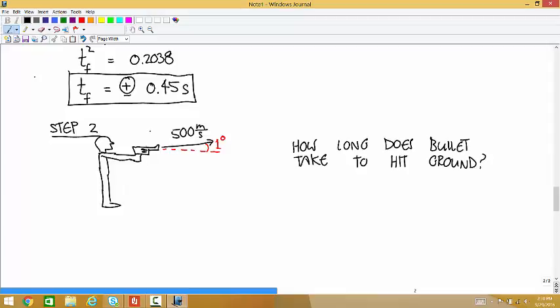I think if you just always choose, like, think of the bottom of your problem, the ground or the water or whatever the bottom of your problem is, if you can always just put the origin on that location underneath the object at time equals 0. So in this case, then you would put the origin on the ground right beneath where the bullet was fired.